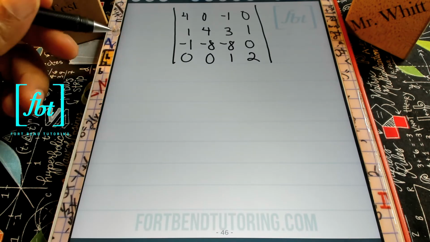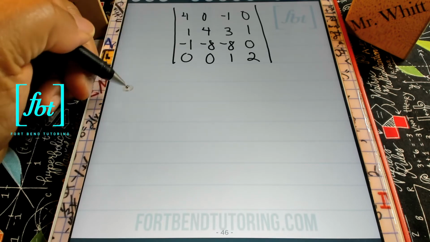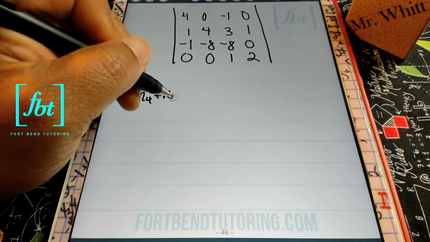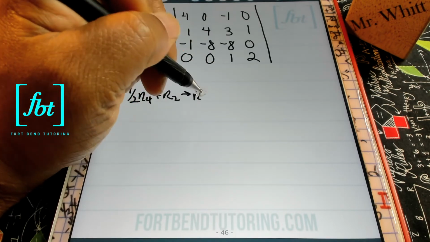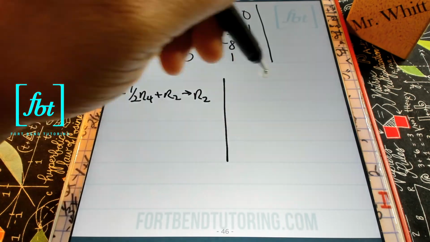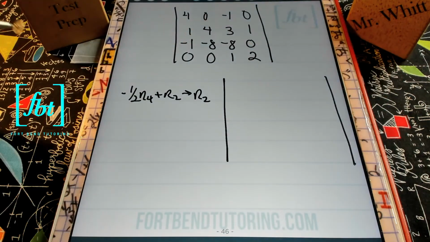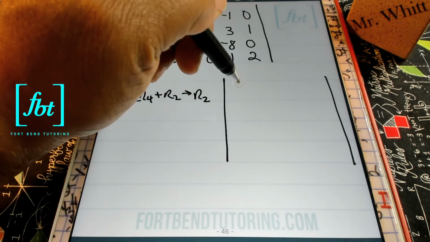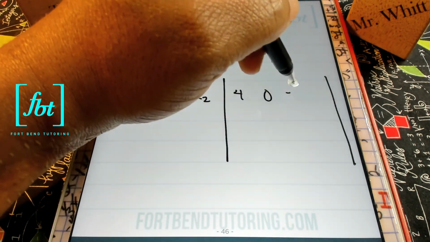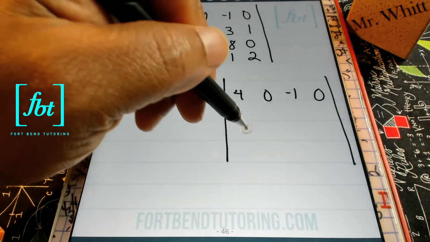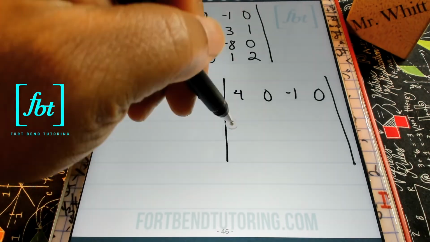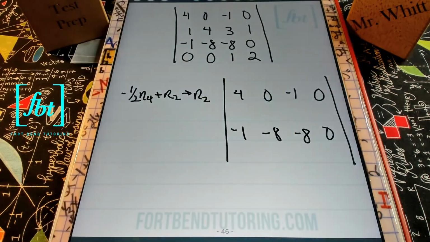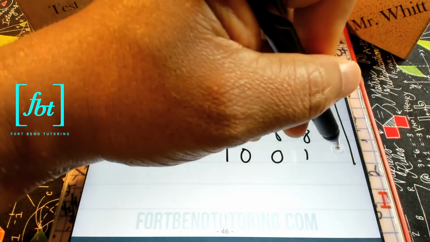All right. Keeping it moving, our next step is going to be multiplying negative 1/2 times row 4 plus row 2, placing the result in row 2. This is my next row operation. Since I'm only changing the second row, I can bring down rows 1, 3, and 4. We'll have 4, 0, negative 1, 0. Then negative 1, negative 8, and 0, as well as 0, 0, 1, 2.